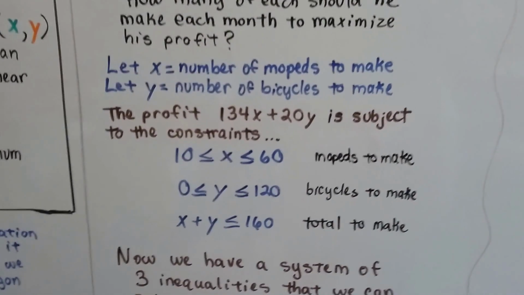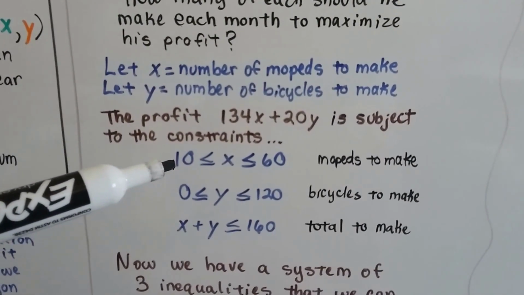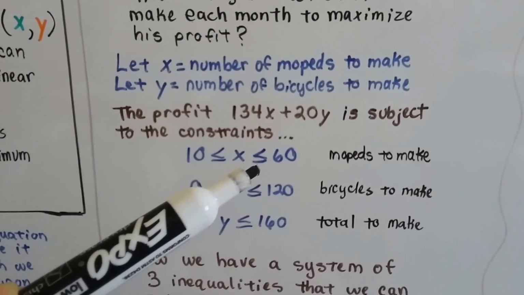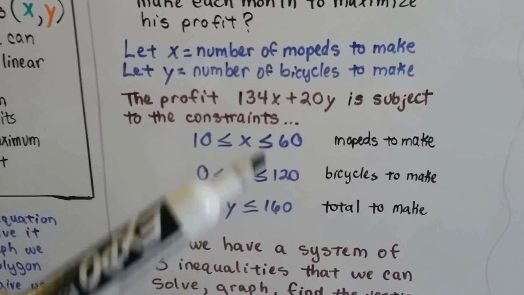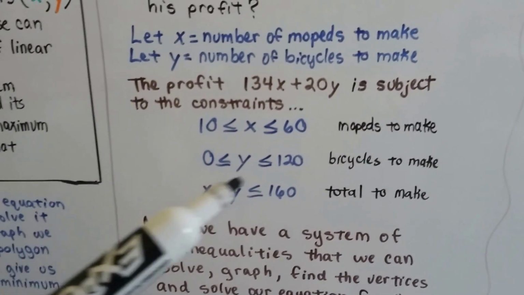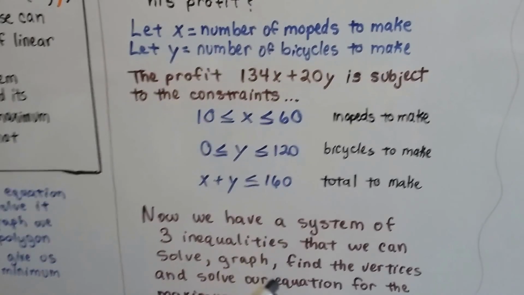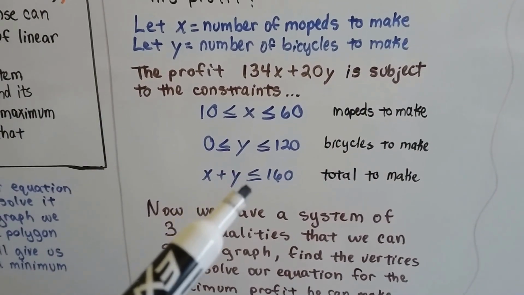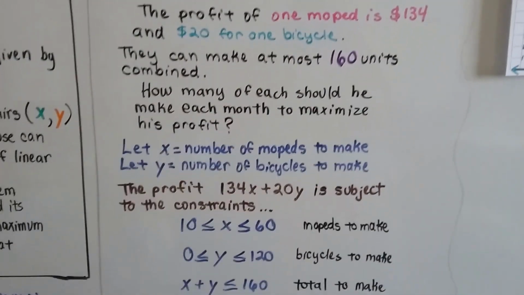So here's the constraints, that it's got to be greater than or equal to 10 mopeds to stay in business each month, and he can't make more than 60. That's the most he can make. So x, the mopeds, has to be greater than or equal to 10 and less than or equal to 60. For the bicycles, he can make a 0 if he wants to, but he can't make more than 120. So y is greater than or equal to 0 and less than or equal to 120. The x and the y, the mopeds and the bicycles, are less than or equal to 160, because that's the total he can make. It says he can't make more than 160 units combined, right?